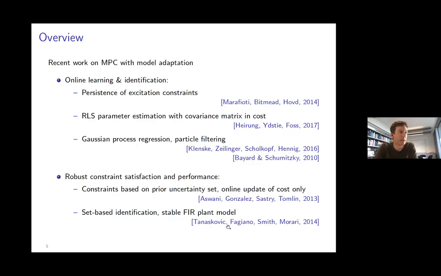This paper by Tanaskovic in 2014 looked at the case of stable finite impulse response plant models. And some of the work that I'm talking about today is an extension of this to the case of models that are possibly unstable, state space models, and how to guarantee persistency of excitation of the controller.